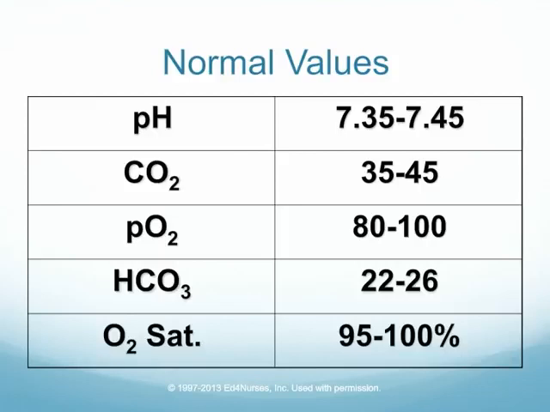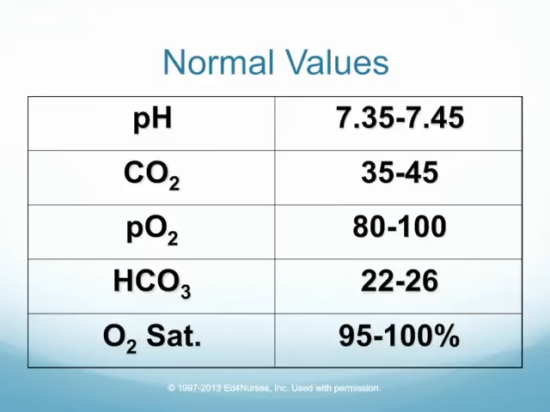On the other hand, look at the CO2. CO2 is 35 to 45. You might be able to remember this easily by remembering it's the same last 2 numbers as the pH. But the CO2 normal range is 35 to 45. So somebody who has a CO2 of 30 is probably not going to be very symptomatic because there is such a wide range in the CO2.